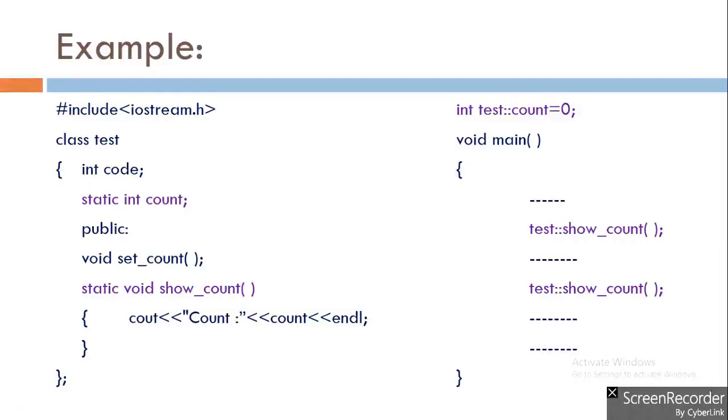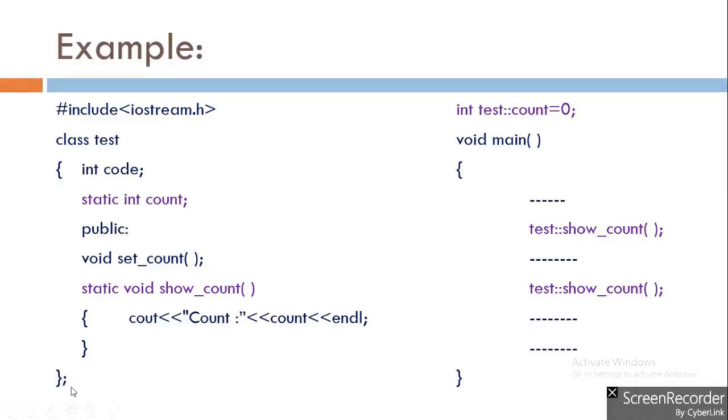Now friends, as we discussed in our previous slide, static member function can access only other static members of a class. That means here if we are accessing a variable count, then we can see that it is a static data member of the same class. That is why we can use count here. But we cannot use void set count and integer code, these two members of a class, within the function body of a static show count.